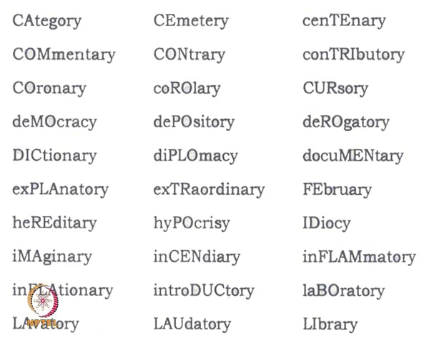Contrary, contributory, coronary, corollary, cursory, democracy, depository, derogatory, dictionary, diplomacy, documentary, explanatory, extraordinary, February, hereditary, hypocrisy, idiocy, imaginary, incendiary, inflammatory, inflationary, introductory, laboratory, lavatory, laudatory, library. Okay, thank you. You can sit down.